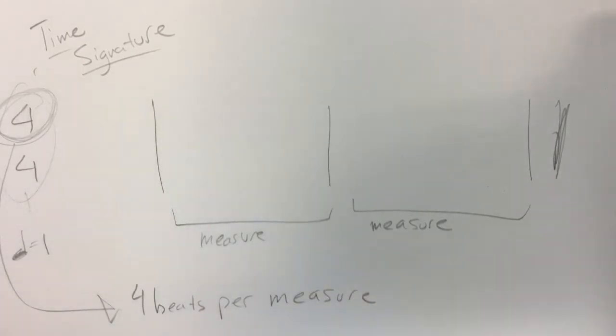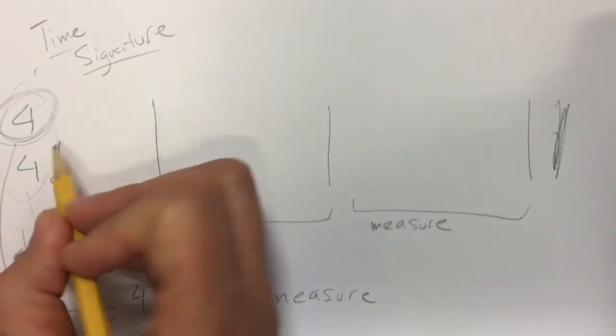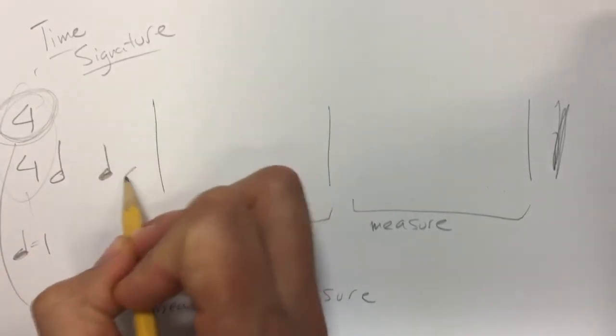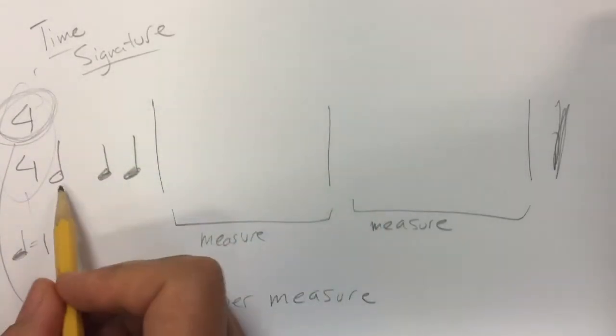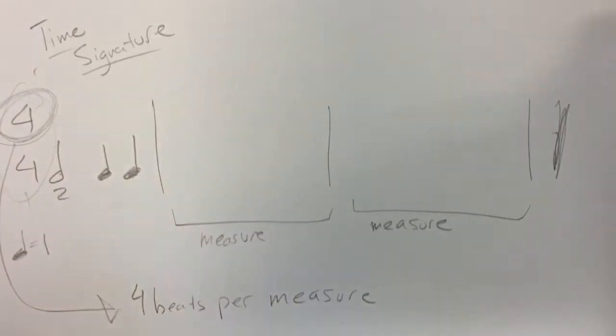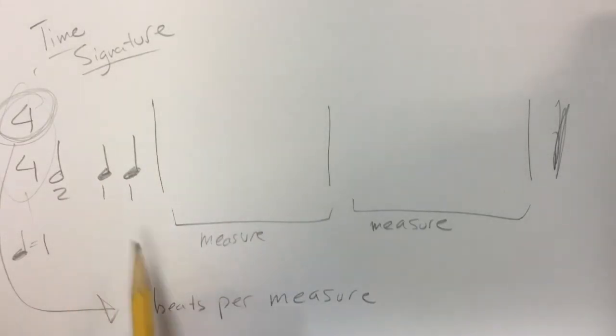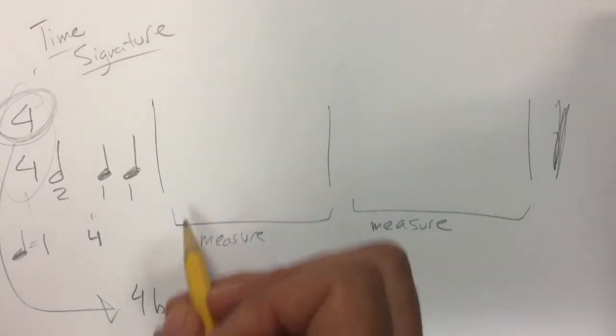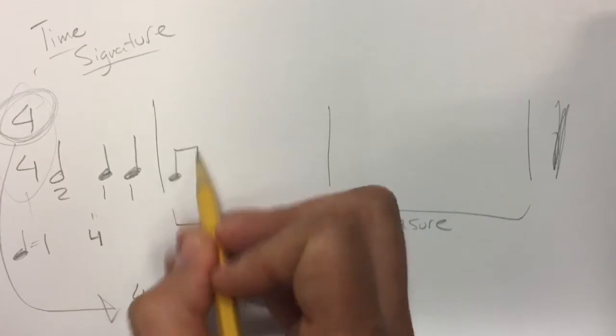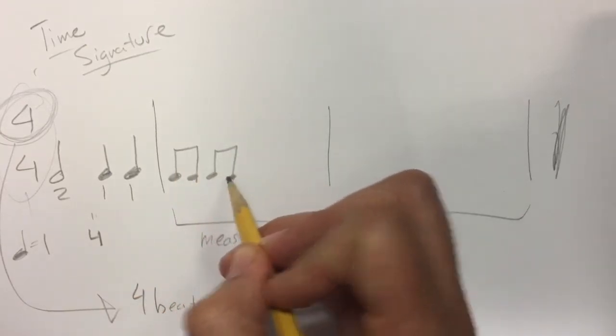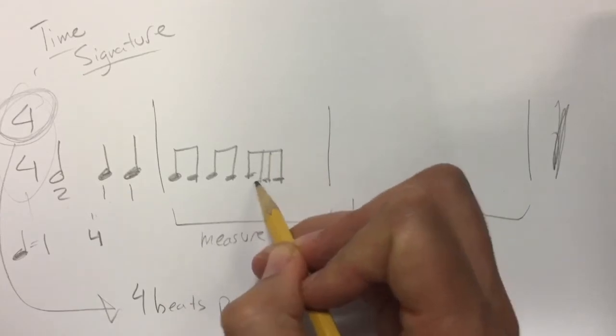So what does that mean? It means that you can only fit 4 beats worth of notes in each measure. For example, I could have one measure with a half note and 2 quarter notes. Now why does that work? Well, a half note is worth 2 beats. A quarter note is worth 1 beat, so that's worth 1 and that's worth 1. 2 plus 1 plus 1 is 4, right? 4 beats.